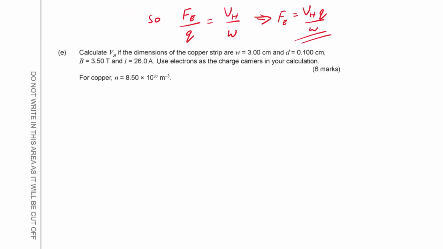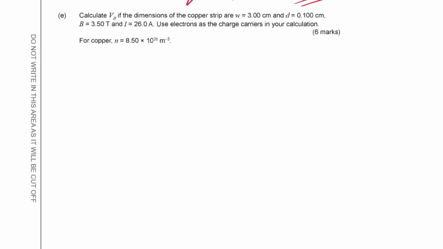There we go. Okay, and part E is to calculate the Hall voltage, and it gives you all the information you need. So what I would do is start off with an equation that gives me the Hall voltage as a starting point, and that one is given to you in the article as Fe equals VH Q on W. And we also know that Fe is given as QVD B. And we also know that VD is equal to I on nAQ.